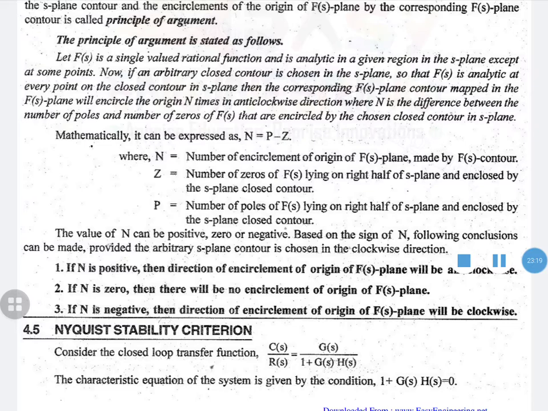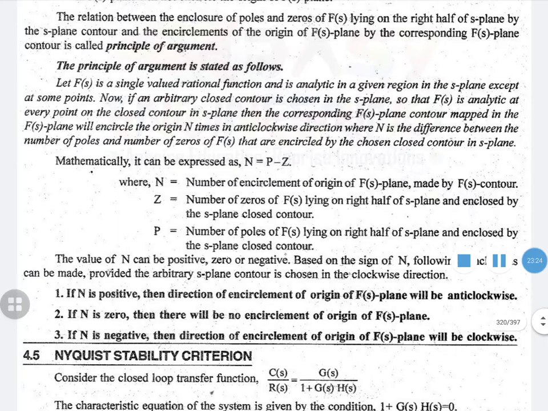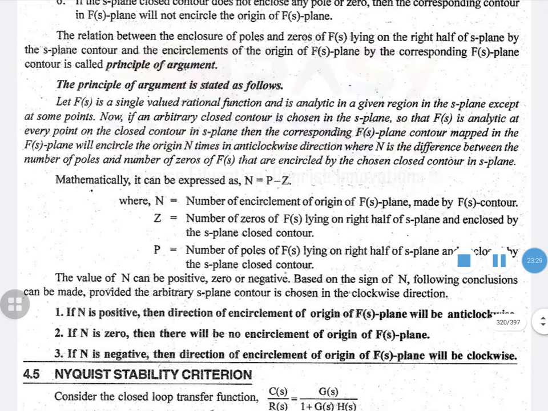Based on the value of N, which can be positive, 0 or negative, the following conclusions can be made, provided the arbitrary S-plane contour is chosen in the clockwise direction. If N is positive, then the direction of encirclement of the origin of the f(s)-plane will be anti-clockwise.